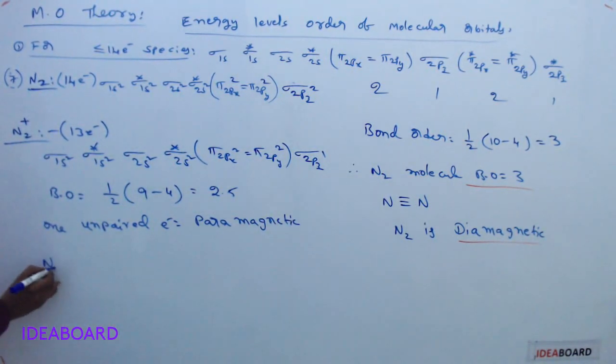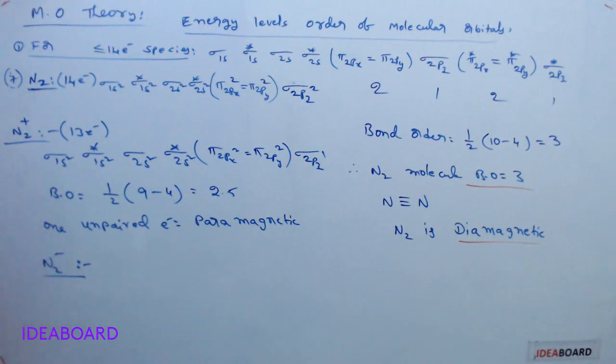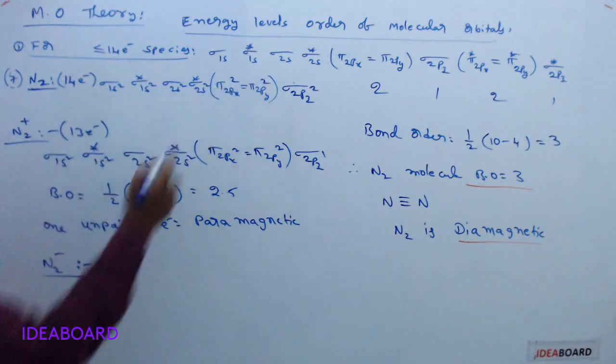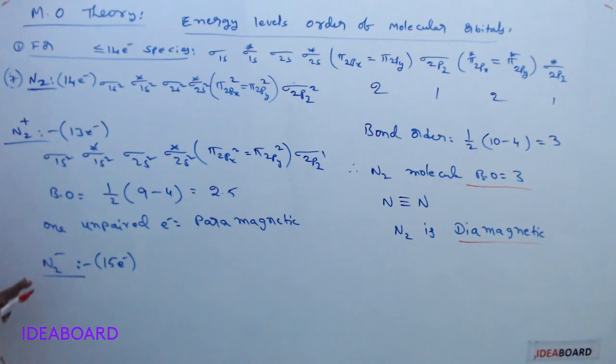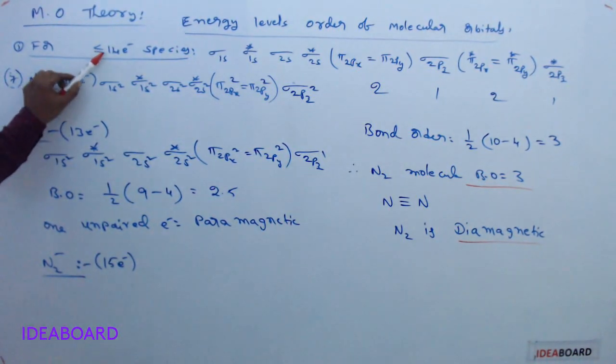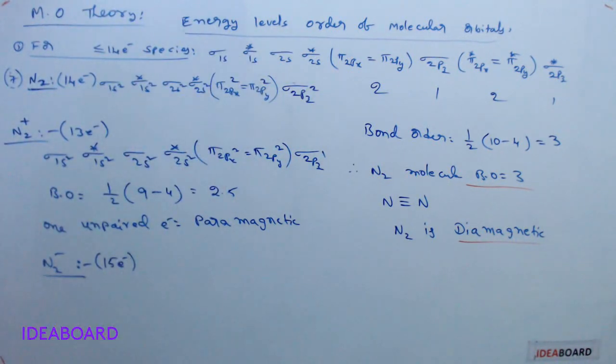Okay, I am asking about N2 minus. Tell me for this N2 minus. N2 minus means one more electron is added. When one more electron is added, what happens? The configuration changes now, so it has a 15 electron configuration. But don't change the configuration. You must take this configuration only and then add the electron, because it is obtained from nitrogen.